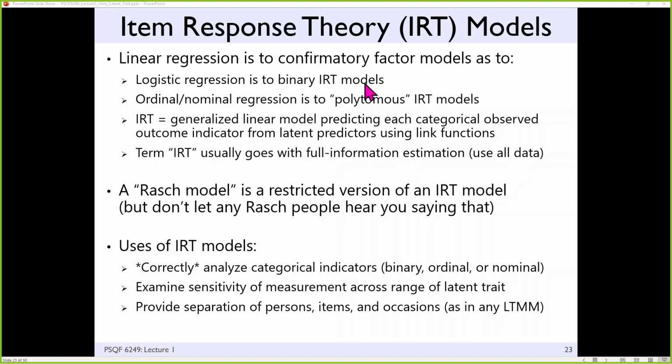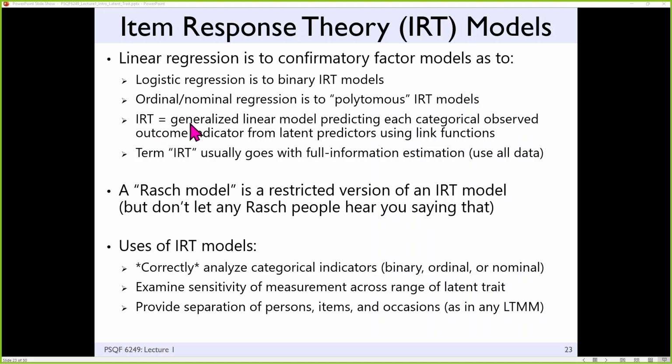So it's the same trait, and it's still going to be an F. I might call it a theta. You'll hear me switch terminology, but it's the same idea. I have a predictor that is a continuous latent trait, and it's predicting item responses. But I have to change how it's predicting it because the responses are not continuous.